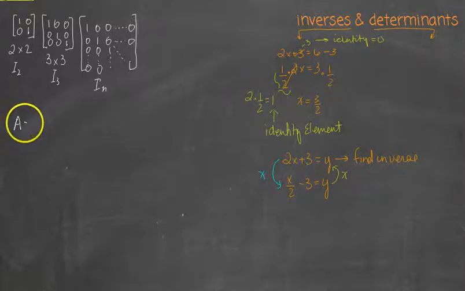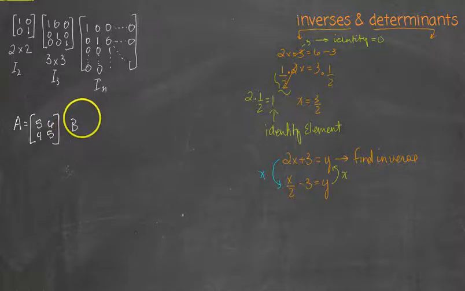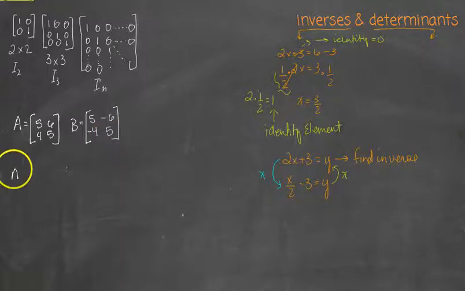So I'm given two matrices. A is 5, 6, 4, 5, and B is 5, negative 6, negative 4, 5. The method to determine whether two matrices are inverses is to multiply them. Well, let's put this over here. If A times B is the same value, output value, as B times A, and if that output value is the identity, then we know we have inverse matrices.